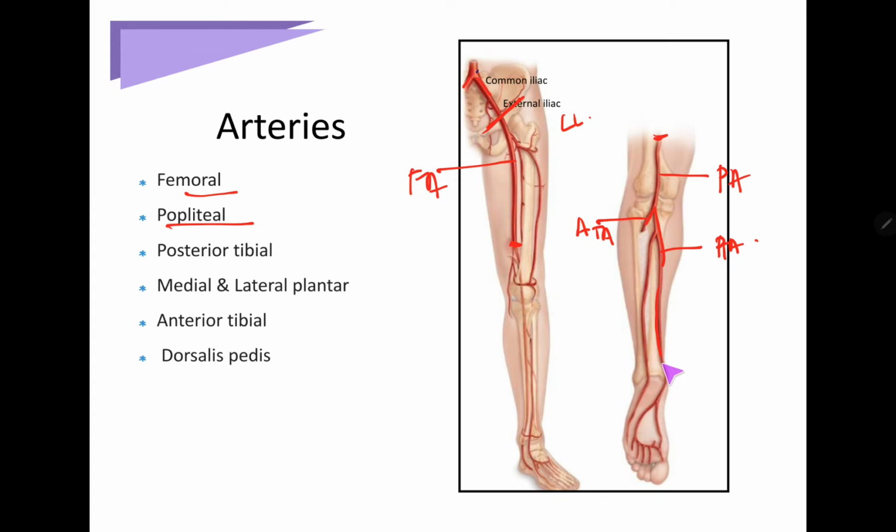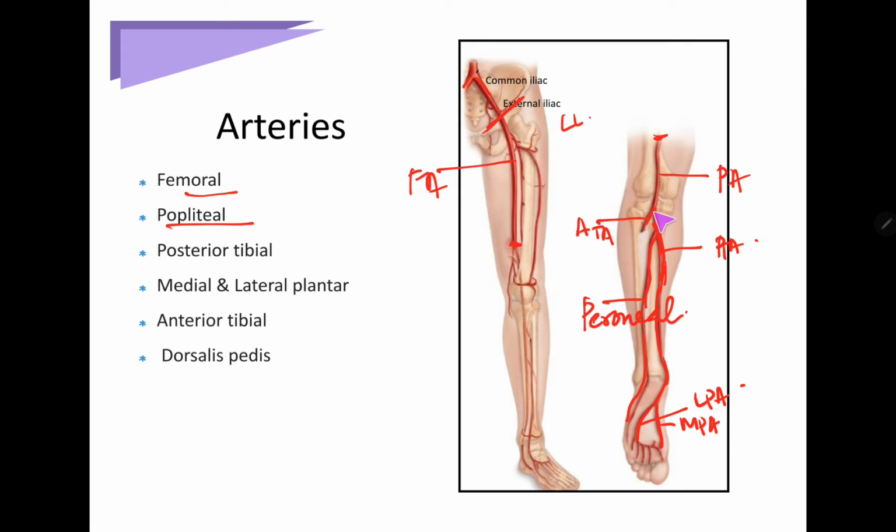It passes below the medial malleolus, then re-enters the sole of the foot and terminates as the medial plantar artery and the lateral plantar artery. The posterior tibial also gives an important branch called the peroneal artery. The peroneal artery supplies the lateral compartment and also the lateral aspect of the foot.